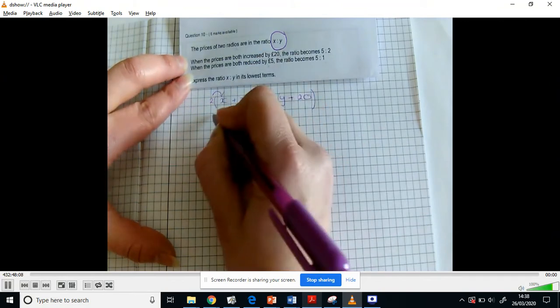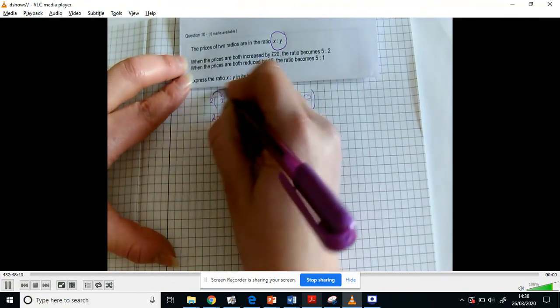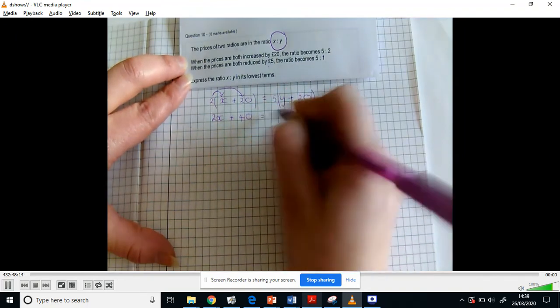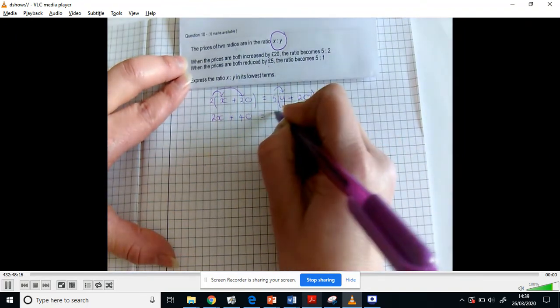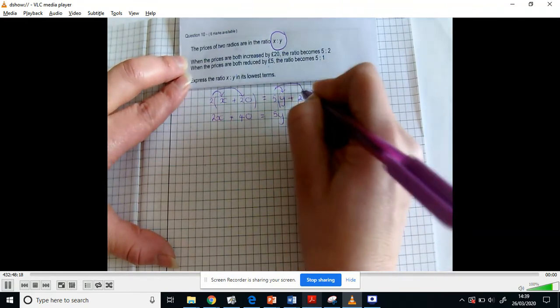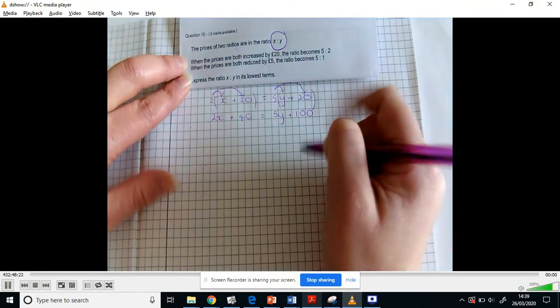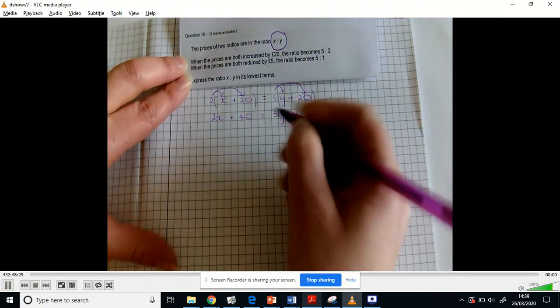So that gives me 2x plus 40 equals 5y plus 100. Okay, I can then rearrange it.